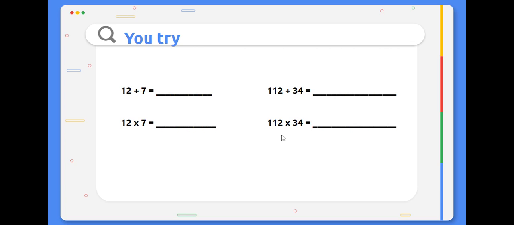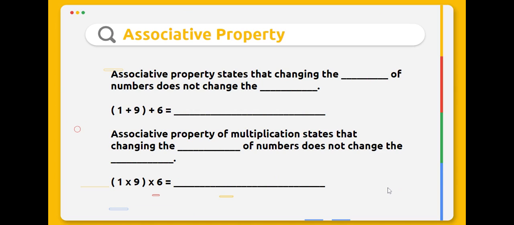All right, 12 plus 7 should have turned into 7 plus 12. 112 plus 34 should have turned into 34 plus 112. 12 times 7 turned into 7 times 12. 112 times 34 turned into 34 times 112. Great job. All right, the associative property.